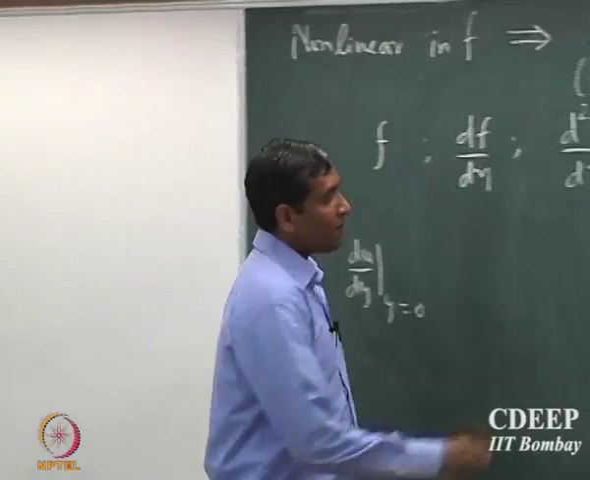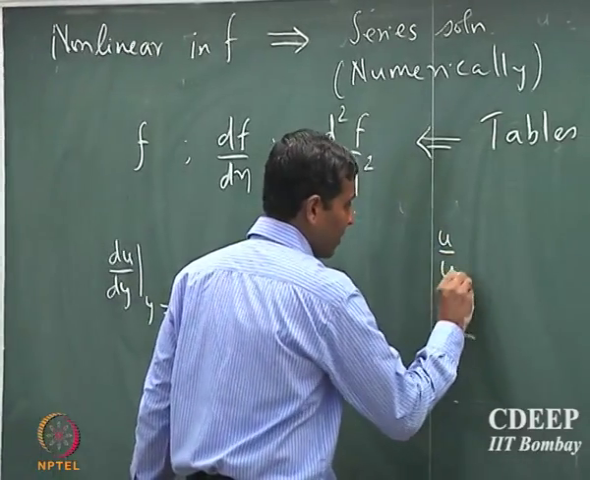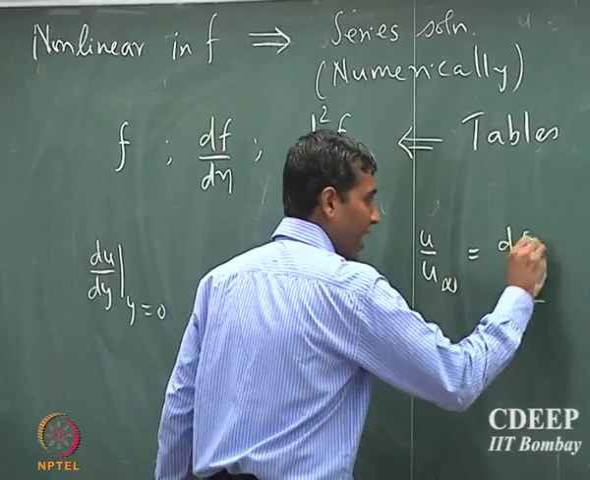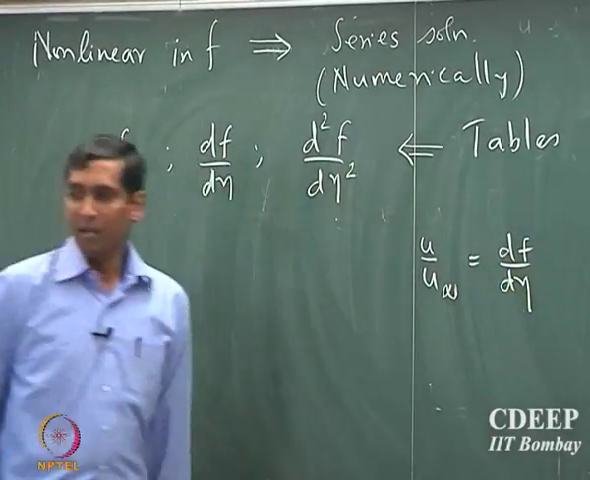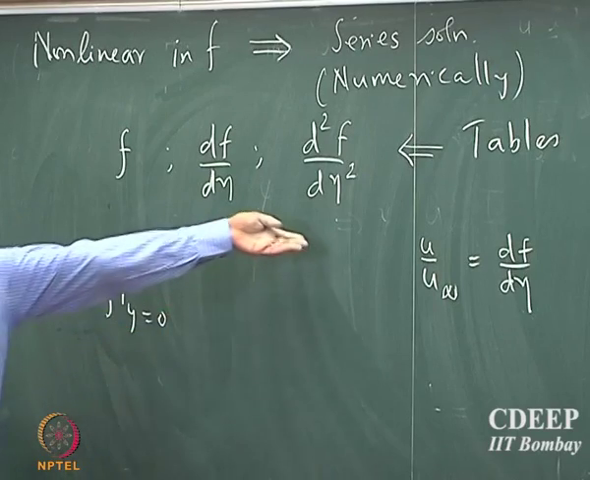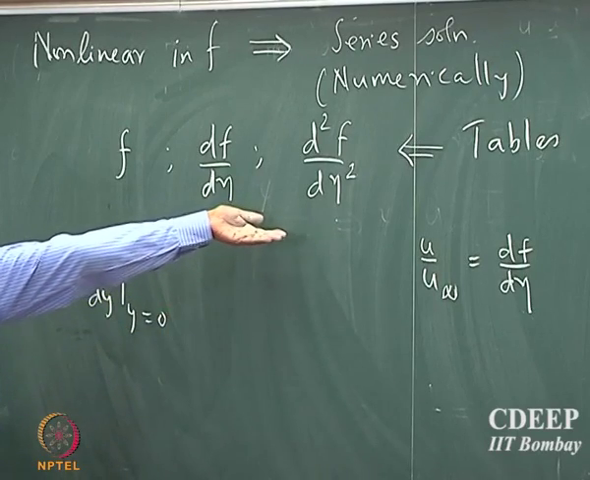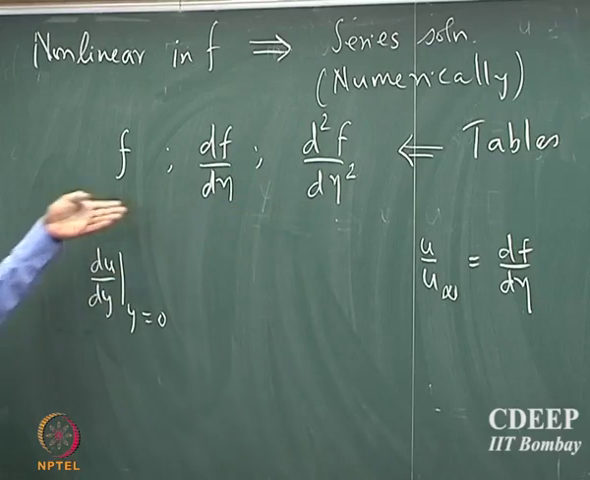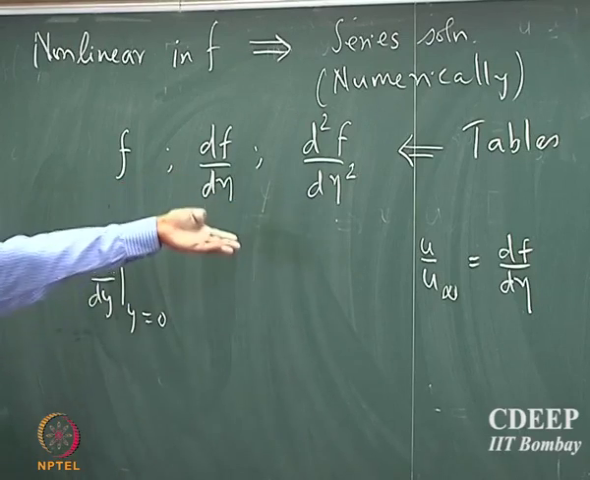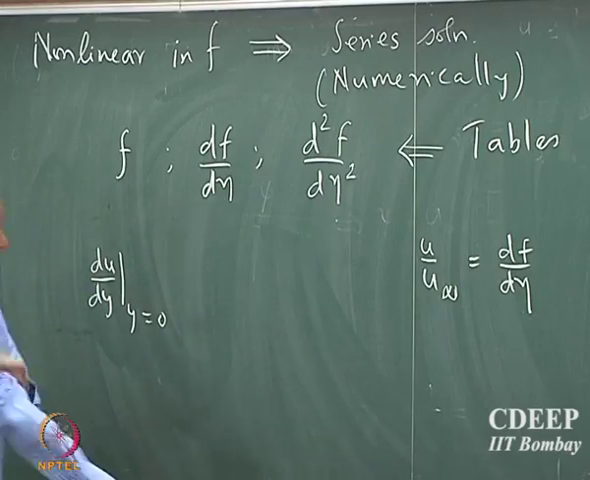Remember the expression for u by u infinity is df by d eta. So if you want du by dy, you need to know d square f by d eta square. It's for that purpose that the tables have been drawn in these three categories.